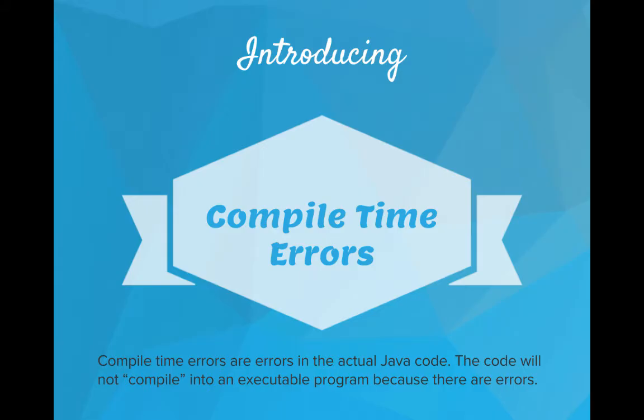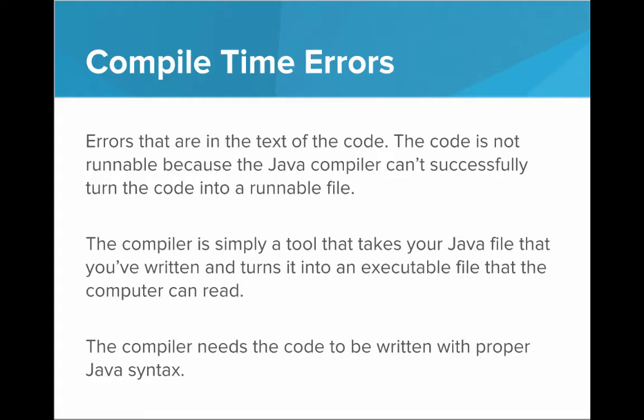Compile time errors are errors in the actual Java code. The code will not compile into an executable program because there are errors in the actual text of the code. So compile time errors are errors in the actual text of the code. The code is not runnable because the compiler can't turn it into a runnable file.